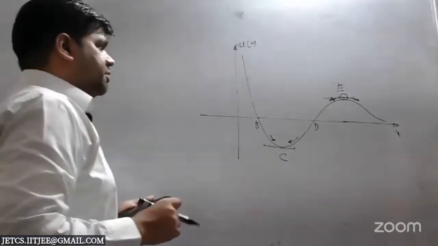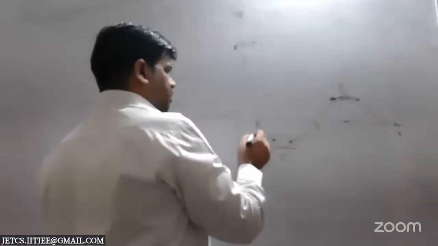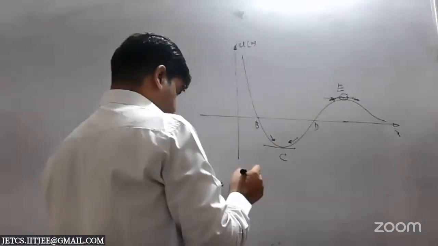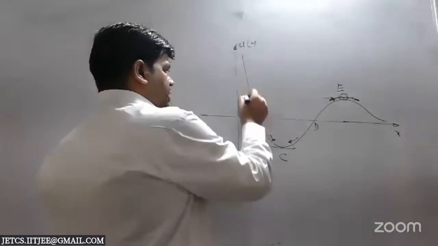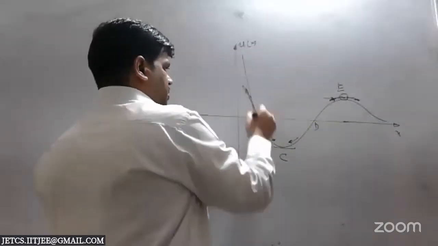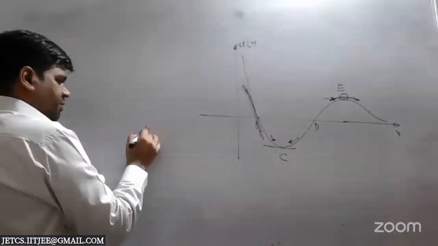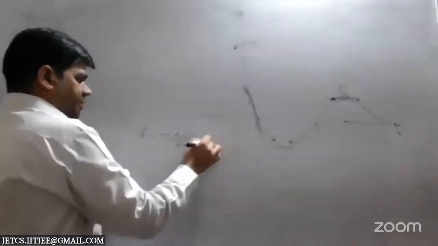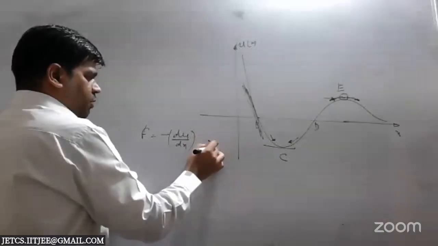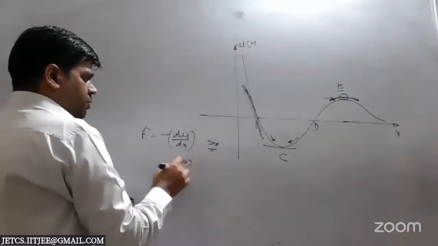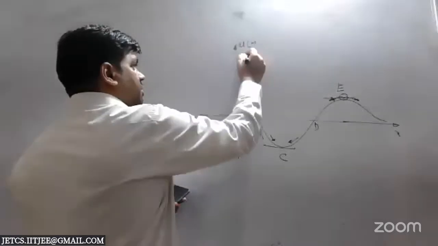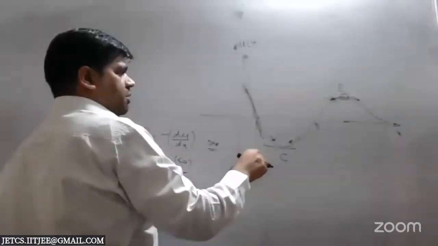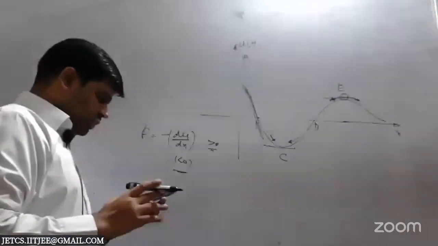And then force of interaction. Look at this. The force over here is minus dU/dx. Slope is negative, so force is positive. F is equal to minus dU by dx. This is negative, so force is positive. So force is repulsive in this region. From A to C, the force is repulsive. So that's right. So fourth is right.